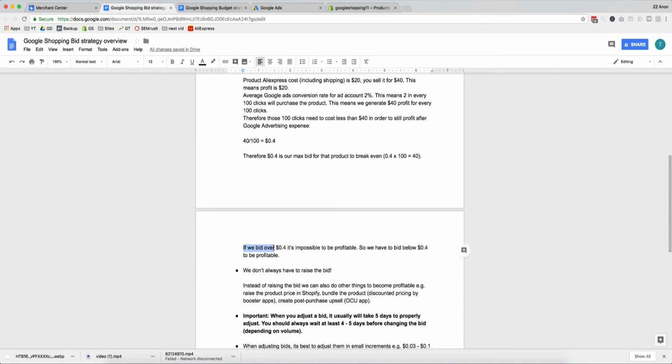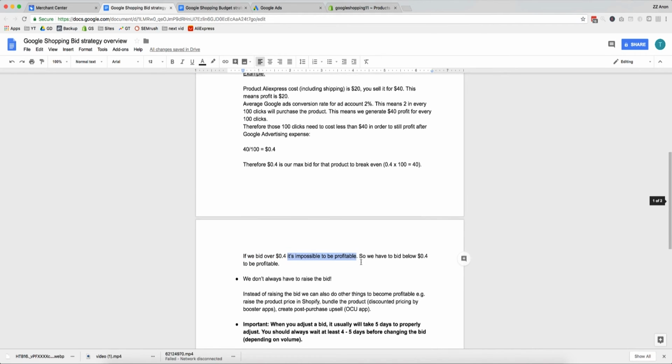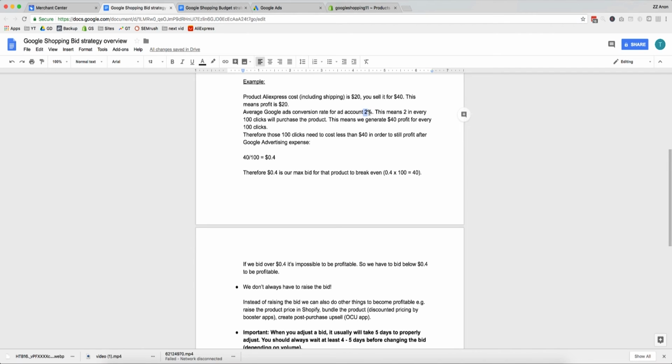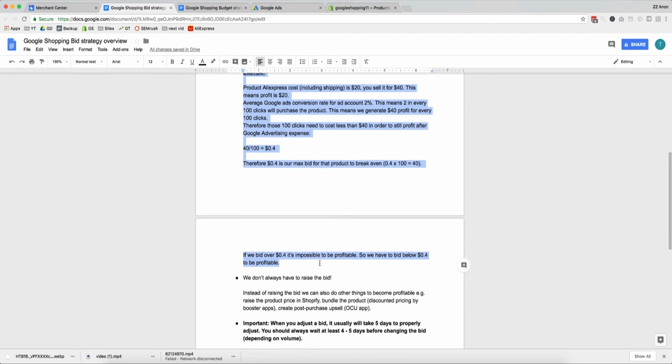So if we decide to increase our bid over 40 cents, for example 50 cents, then it's impossible to be profitable given the conversion rate. If this conversion rate was higher, then we can become profitable. And the way to increase conversion rate is by optimizing your product feed, titles, getting better quality images, building out the description. But coming back to here, we have to bid below 40 cents to be profitable. So if our bid was set at 30 cents, we'd be profitable, we'd be making money. So that is an overview of how Google Ads is just a numbers game. You just got to find the sweet spot where you're profitable with your bid.